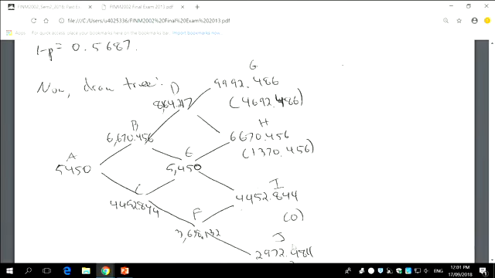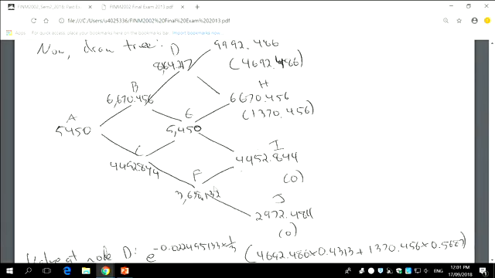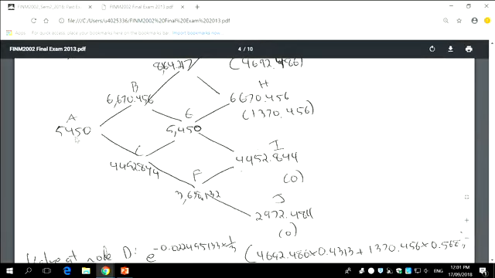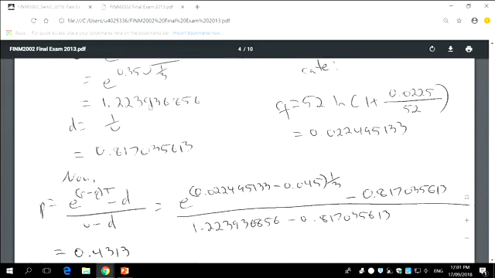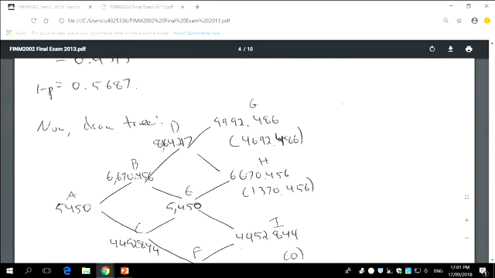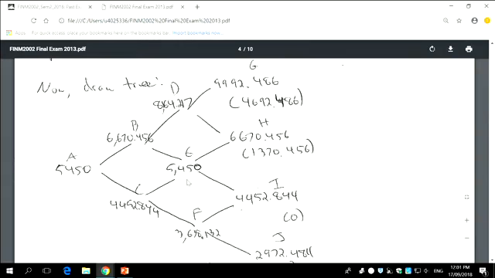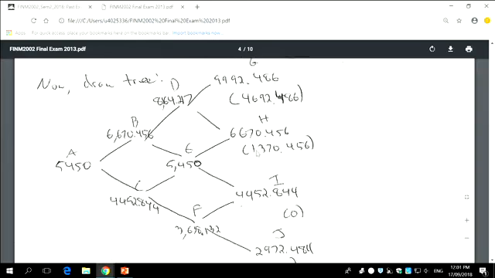Okay, so we'll do the tree first and then we'll come back to the value of p. So the 5450, to go up the tree, you have to multiply it by u, which is your 1.223968856. You multiply it by that to get this number here. Then you multiply it by your d to get the number down here. Here again, you multiply by u again, and then you multiply by u again to get the final values. And all the way across, until you get all of these.